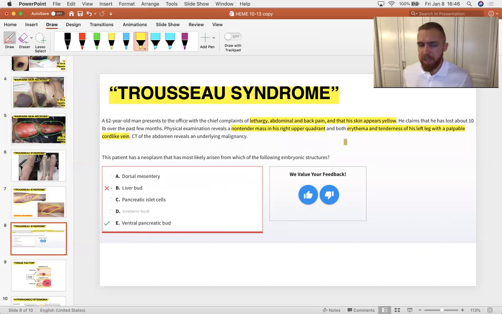So that's just one way they can test you on Trousseau syndrome. Again, in this question, they're looking to see, do you know it's an adenocarcinoma particularly? So only glandular cancers, for whatever reason, are related to this migratory thrombophlebitis.